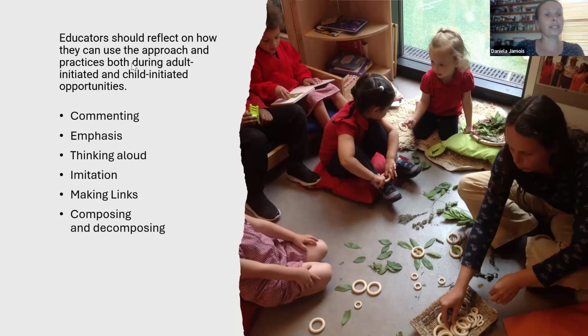So the practices are commenting, emphasis, thinking aloud, imitation, making links, composing and decomposing. And what this image is about is that composition and that decomposition. So very, very young children, again, these children are 2, are given some objects to manipulate. With younger children, I would suggest doing the same, but just providing fewer objects.